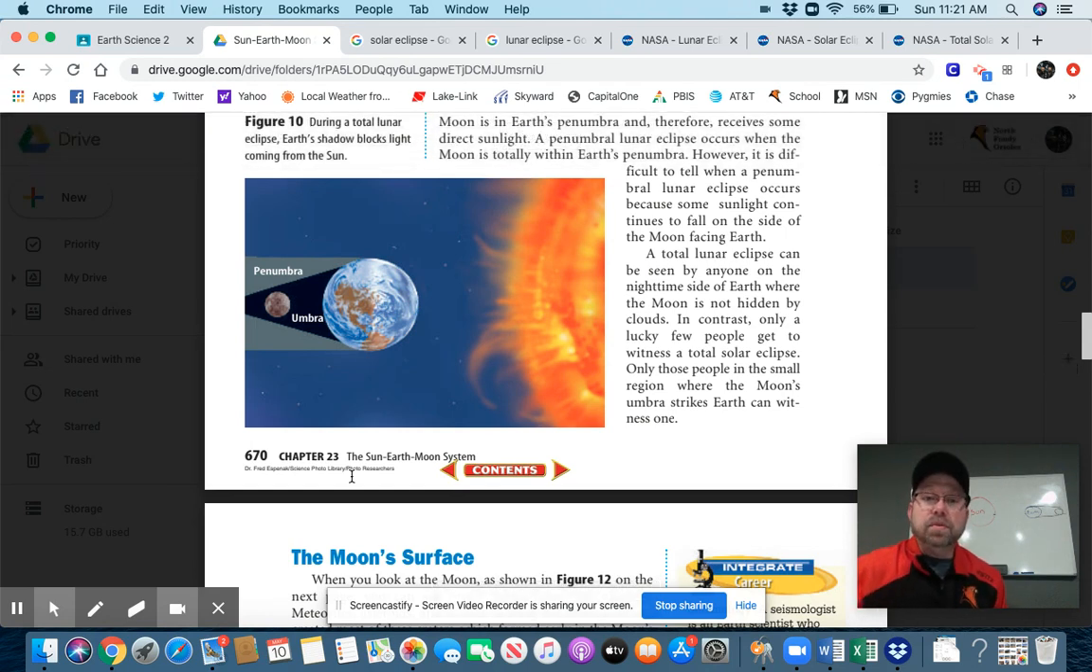And so as the moon orbits around the Earth and falls into the Earth's shadow, we have what's called a lunar eclipse. Now, when we look at the lunar eclipse, you can see that we still have this darkest part of the shadow, the umbra. When the moon falls in that umbra, we have a lunar eclipse. The nice thing about a lunar eclipse is that anyone on the nighttime half of the Earth, so if it's dark here, anyone can look up and see a lunar eclipse.